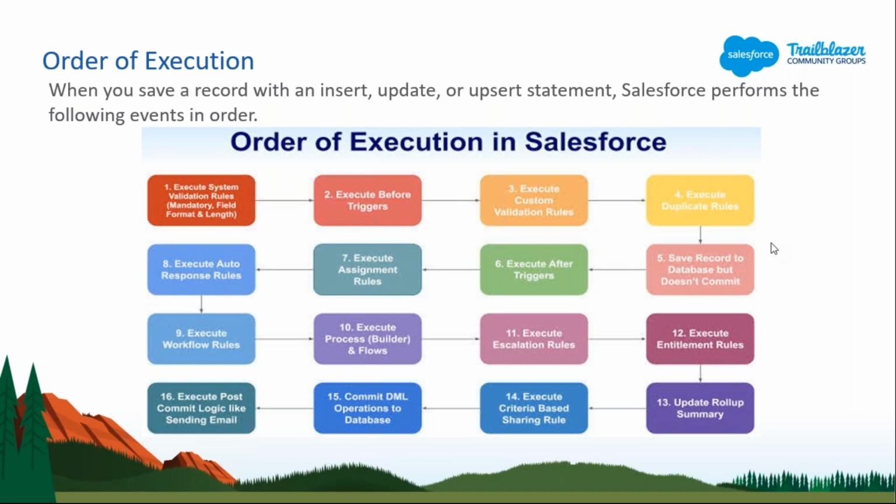First it will check all the validation, like system validation. There are some system validations, like an email field. The email field has a system validation, which is not a custom validation. All the system validations are provided by Salesforce, and we don't need to write anything for that validation. So let's say we have an email field in our account object.